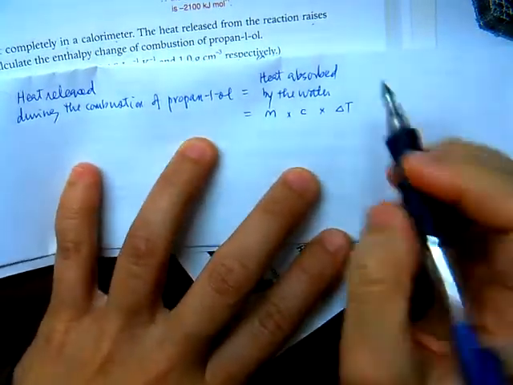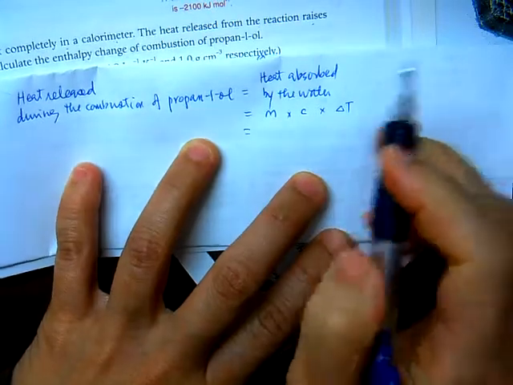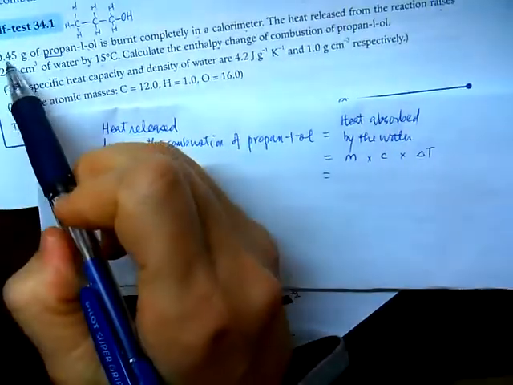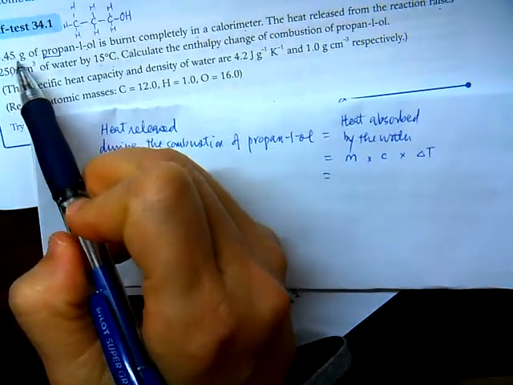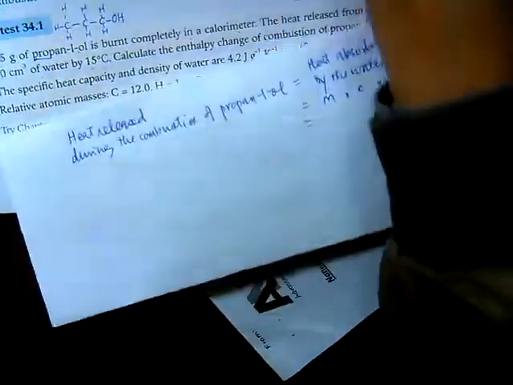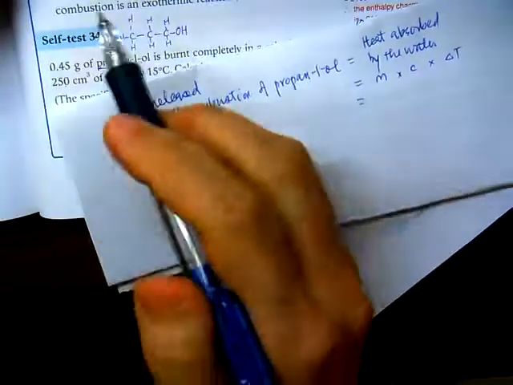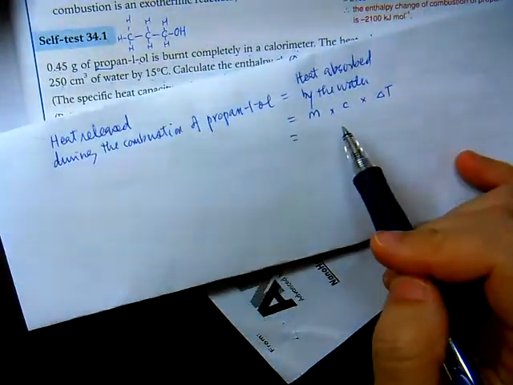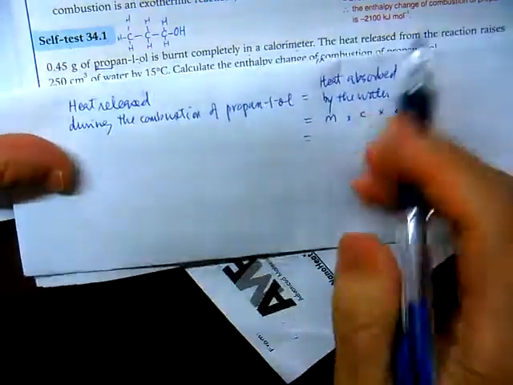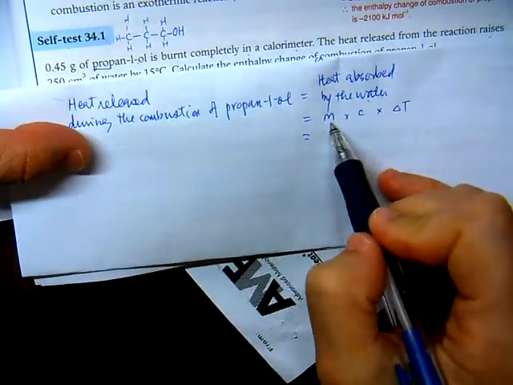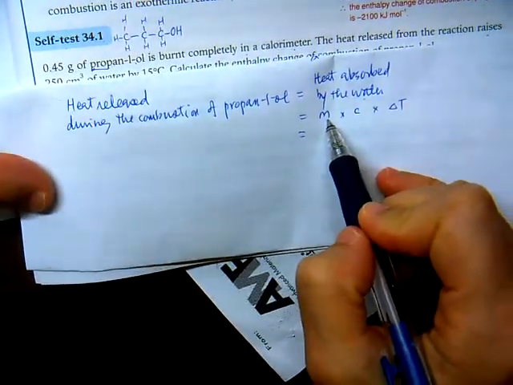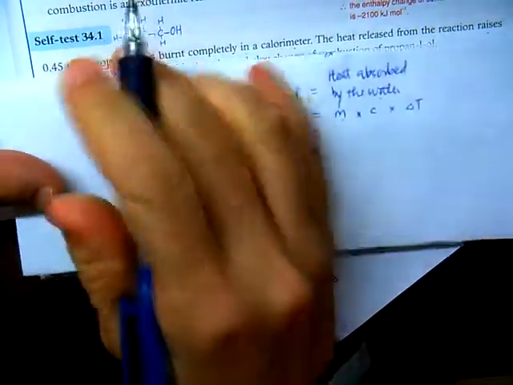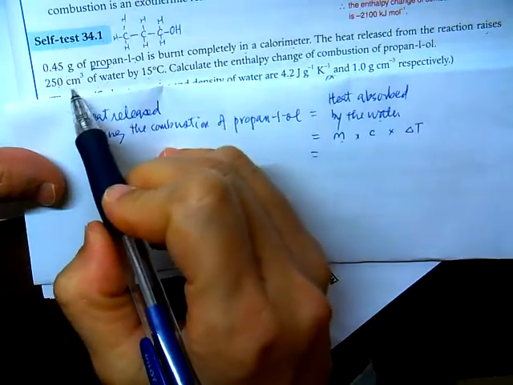Now put mass. Which one should I put? Can I put 0.45 gram? Is it correct? Most students wrongly put 0.45 into this equation. What's wrong? I'm talking about water. Therefore, it should be the mass of water, not the mass of propan-1-ol burnt. So let's focus on water.